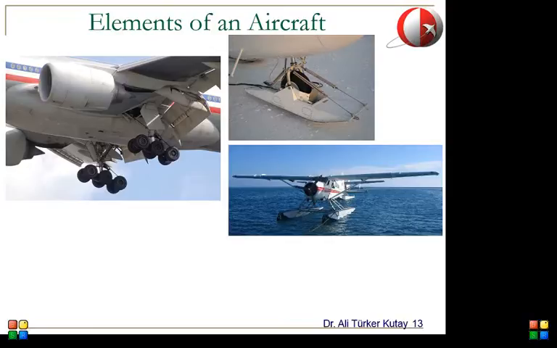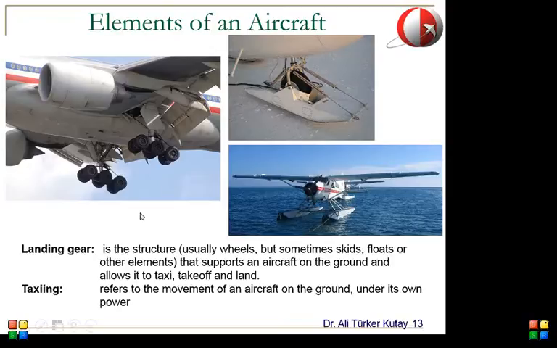So this is the landing gear. This is the structure used to support the aircraft while on the ground. While flying, the weight is supported by the aerodynamic lift force, but when on the runway, you still have the weight of the aircraft, and the weight is balanced by the forces coming from the landing gears. They support an aircraft on the ground and allow it to taxi, take off, and land. And taxiing is the movement of an aircraft on the ground under its own power.